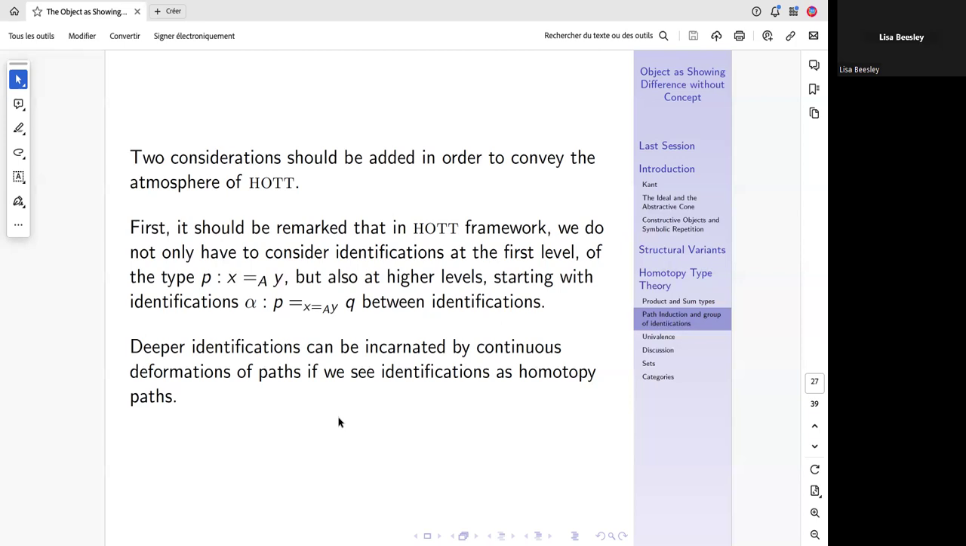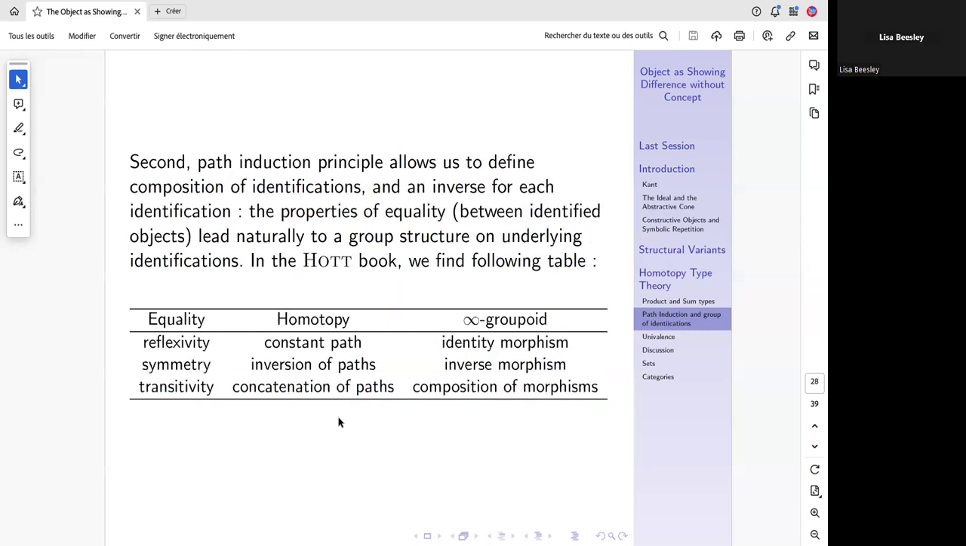So deeper identifications can be incarnated by continuous deformations of paths, if we see identifications as homotopy paths. And then also the path induction principle allows us to define composition of identifications and an inverse for each identification. So the properties of equality between identified objects lead naturally to a group structure on the underlying identifications.